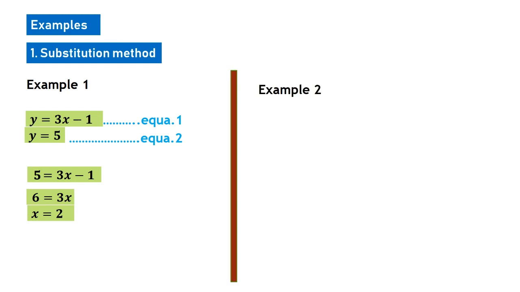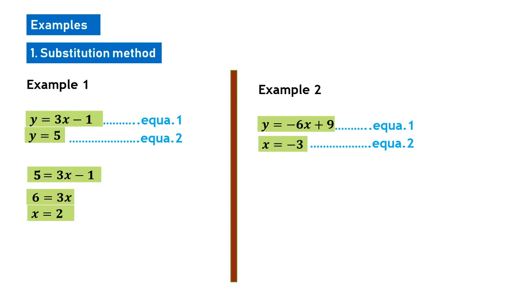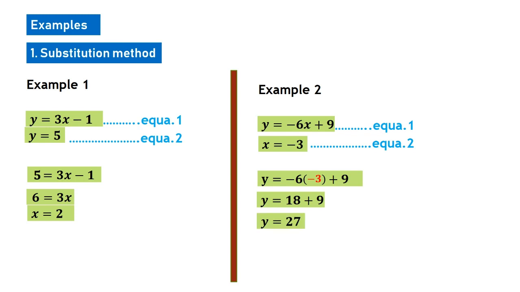Let's look at another example. Example 2. Again, we've got two equations: x is equal to negative 3 and y is equal to negative 6x plus 9. Again, one of the equations is already giving us a solution for one of the variables. So we solve for y because we've got x. We go to equation 1 and substitute x as negative 3, and that immediately gives us 18 plus 9, which gives us 27. Very easy, as long as you've got the right method.